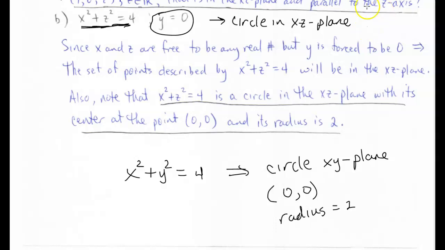And the reason that y has to be 0 is because the XZ plane contains this point 0, 0, 0. And so for the XZ plane, it's this one that holds everything together.